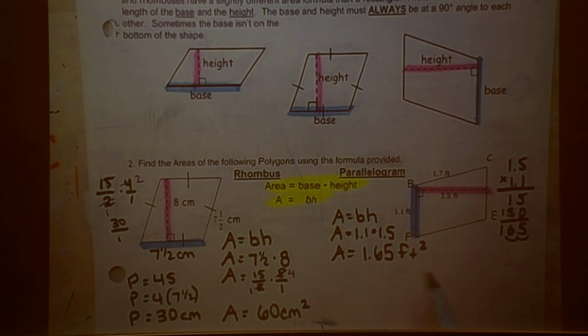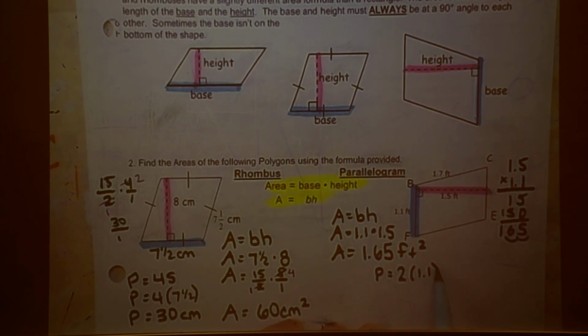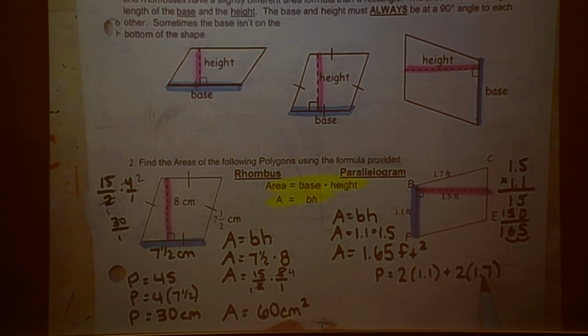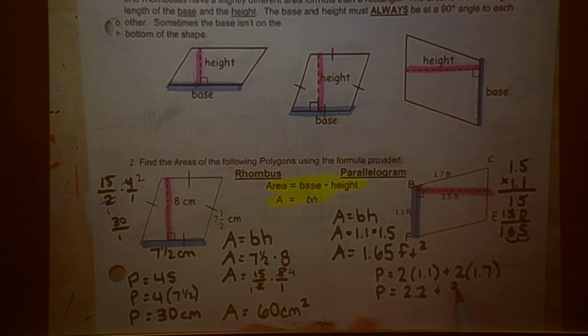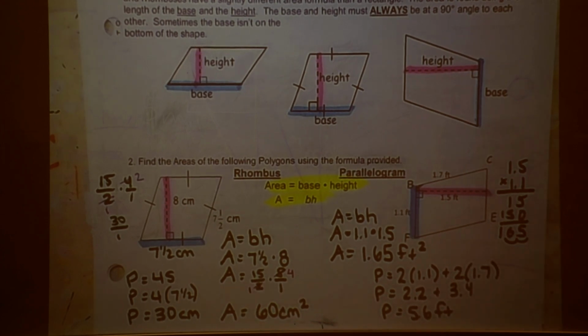Also want to practice my perimeter. 2 times the 1.1 side plus 2 times the 1.7 side. And some people are like, wait, why'd you use 1.7? Well, if it's perimeter, it's around the outside. This side is 1.1. This side is 1.7. So I've got 2 1.1 sides and 2 1.7 sides. That's going to be 2.2 plus 3.4 for a perimeter of 5.6 feet. If I was going to fence that in, I would need 5.6 feet of fencing.